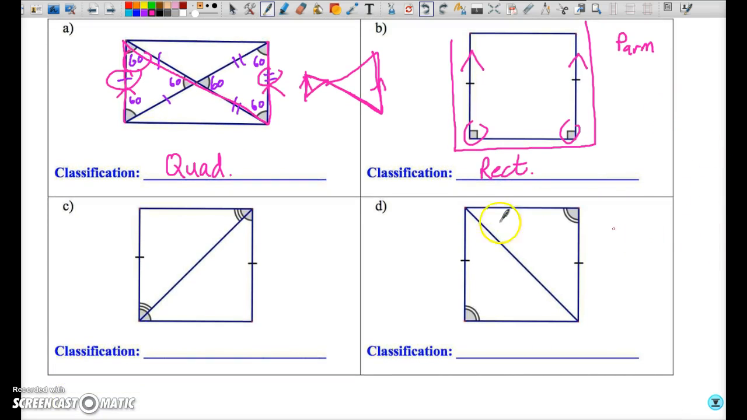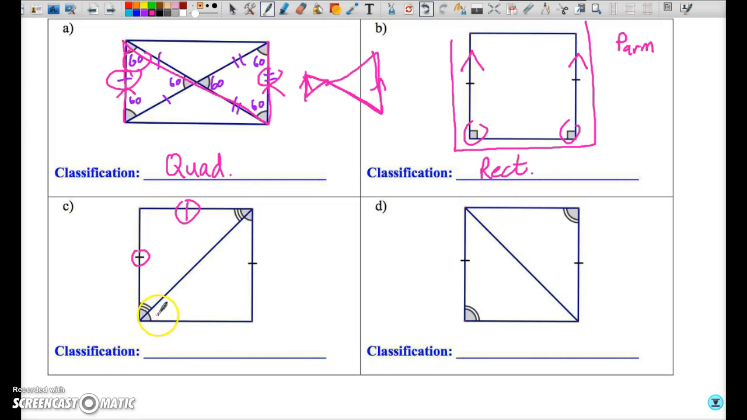Okay, moving on to part C. So look very carefully. What we have is no alternate interior angles. What we have are base angles of the triangle, which are congruent. And so that's going to allow us to conclude that this side is going to be equal to this side. And I can mark it with a single marking because those two are congruent.